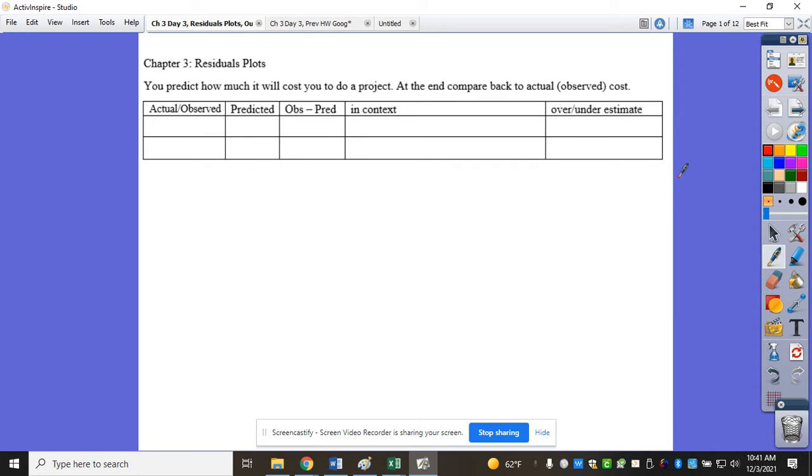So the way I'm starting out these notes is super, super generic. Let's say you are going to do some project at your house. And you think that the first project is going to cost you about $100. And you think your second project is going to cost you about $200.